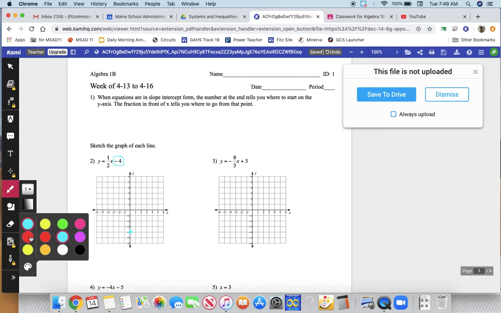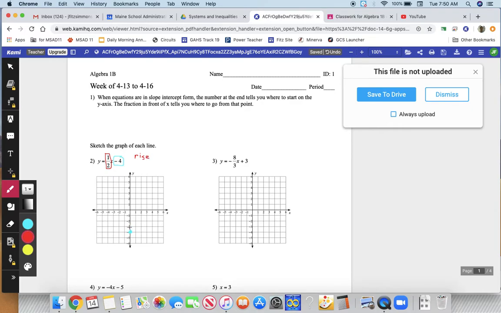Now that I have that point, I need a second point. The second point's going to come from that fraction which is in front of the x. So here my fraction is 1/2. We're going to consider that a rise for the number that's on top. That tells me if I'm going up or down, and by how much. So this one has a rise of 1. Notice it's positive, so I'm going up 1 from that point.